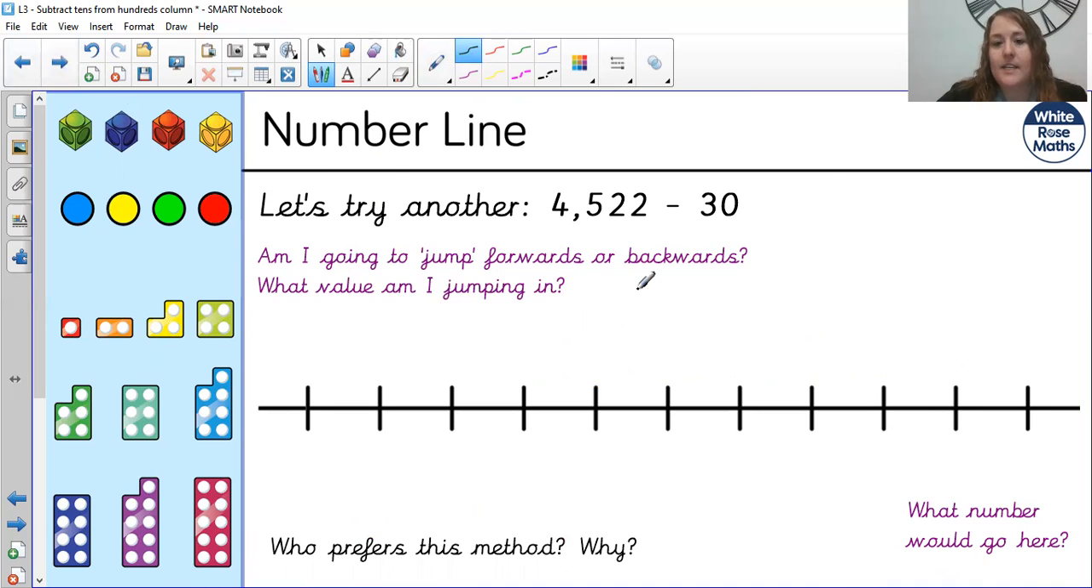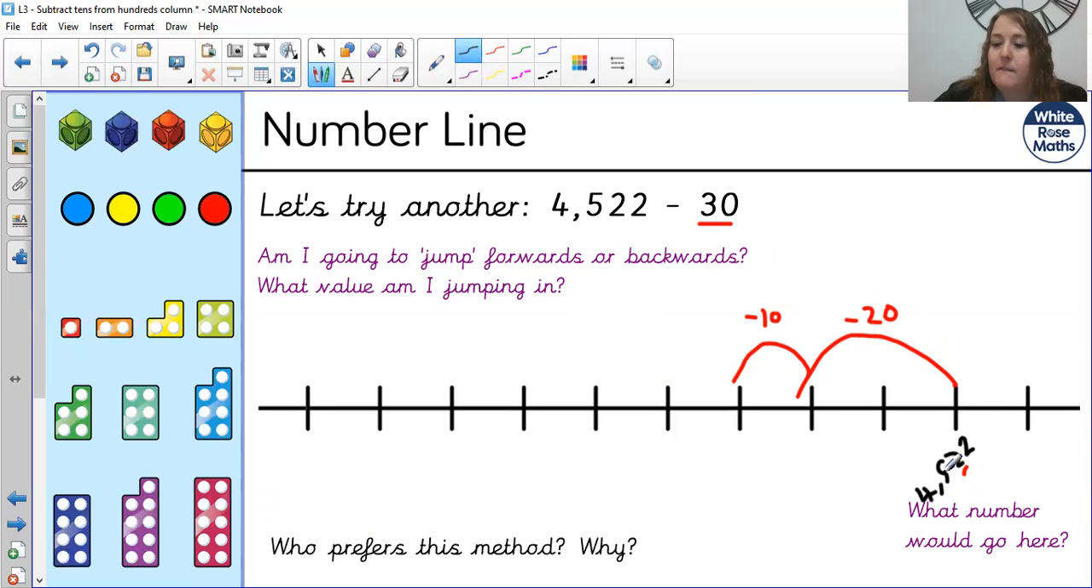4,522 take away 30. So again, the first thing I do is I pop my 4,522 on my number line. And this time I need to subtract 30. Again, you can do 3 single jumps back, or we can have a look and say, well, I've got 20 in there. That's going to be my easiest first jump to do, is to take away the 20. And then I just do 1 more jump after that, because I need to take away 30 in total.